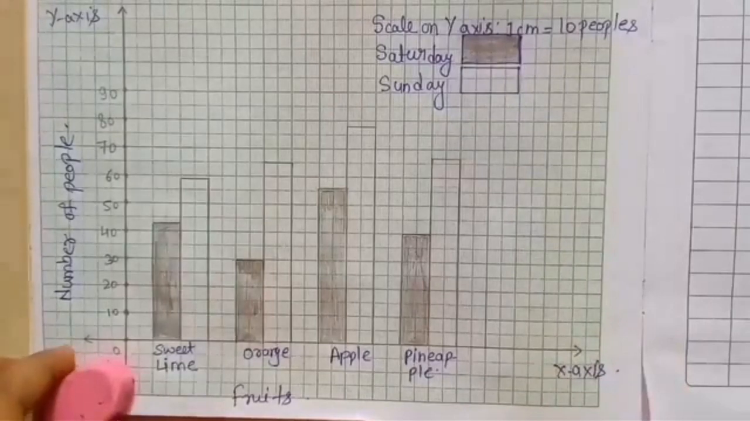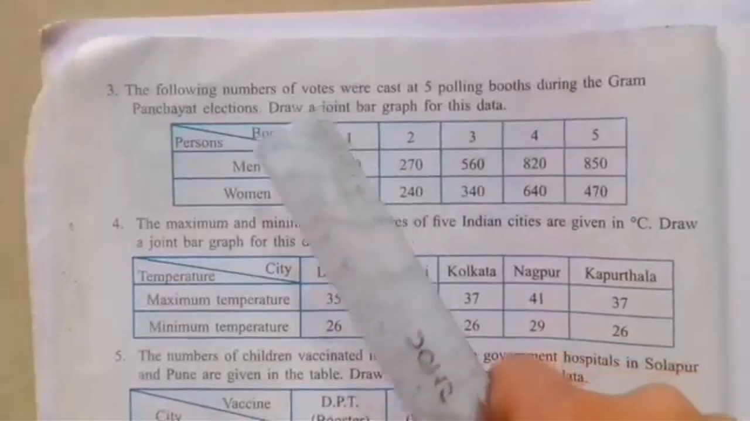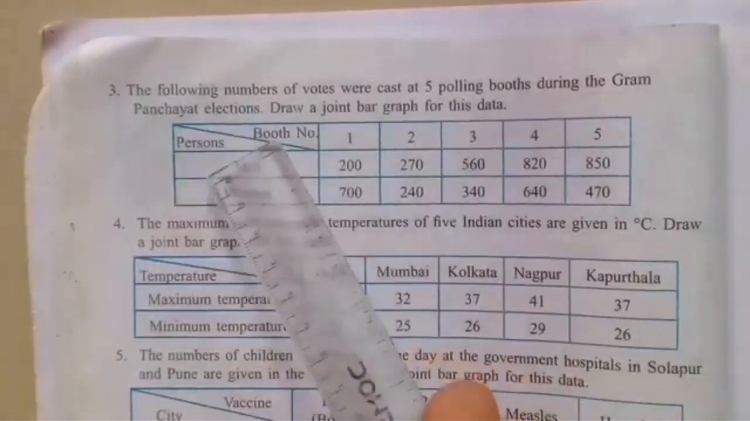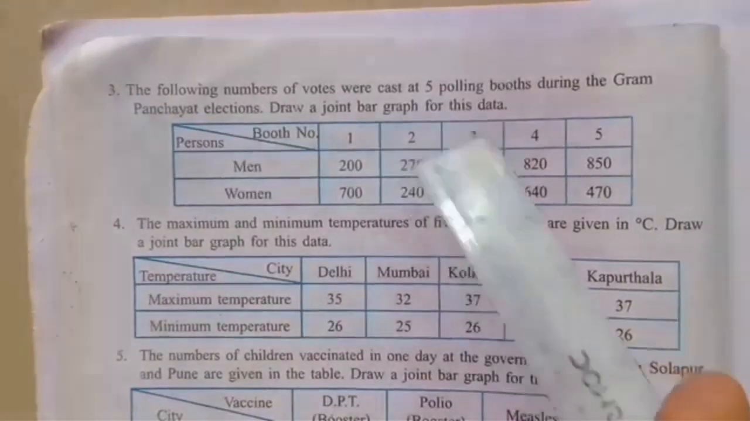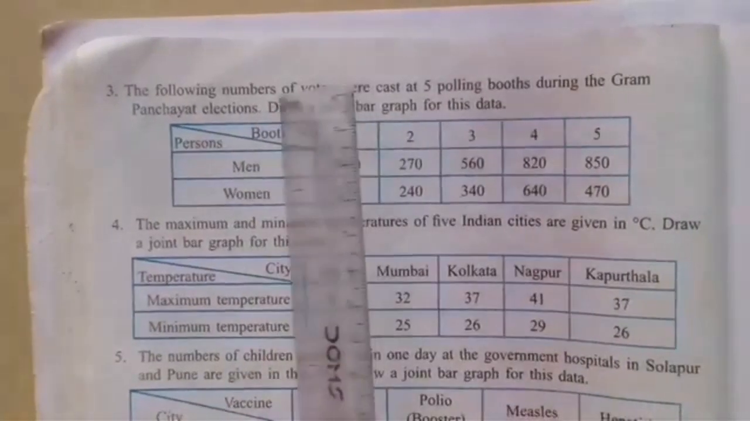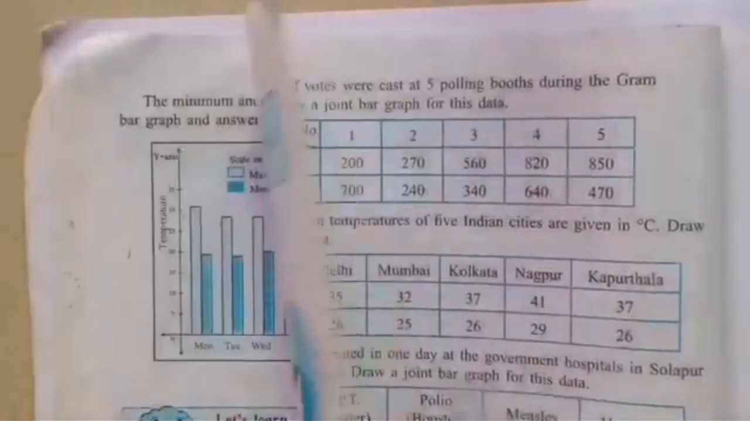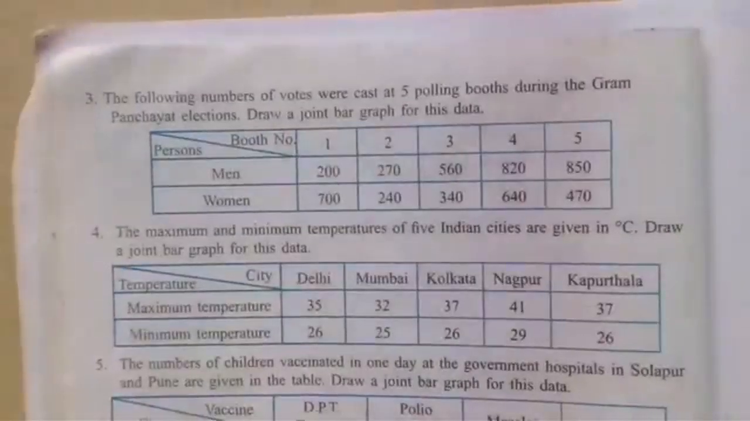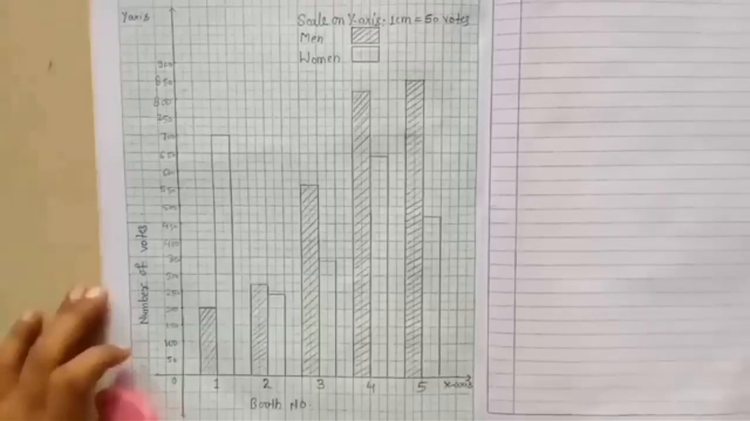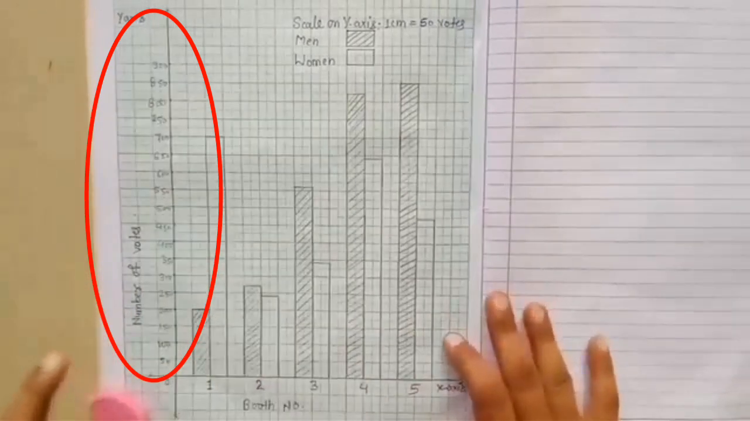Now question number 3 is, the following numbers of votes were cast at 5 polling booths during the Gram Panchayat election. Draw a joint bar graph for this data. So in this they have given information that in booth number 1, 200 men will vote and in booth number 1, 700 women will vote. Now you can see that in your table the numbers are in the range of 100. So we have started from 50 and we have taken till 900.